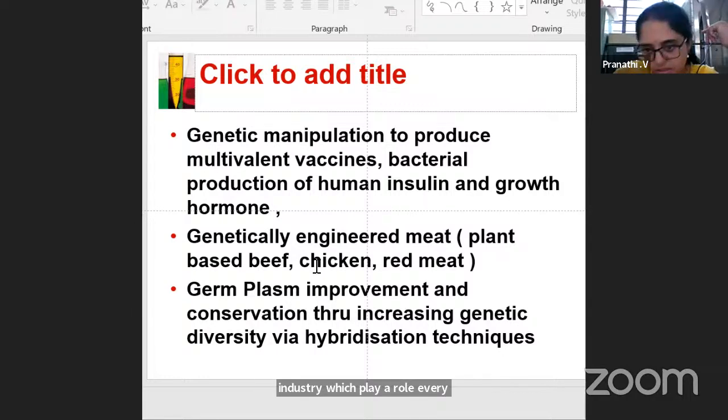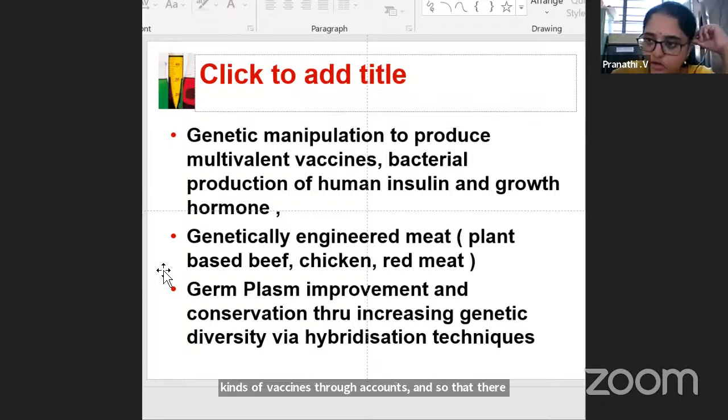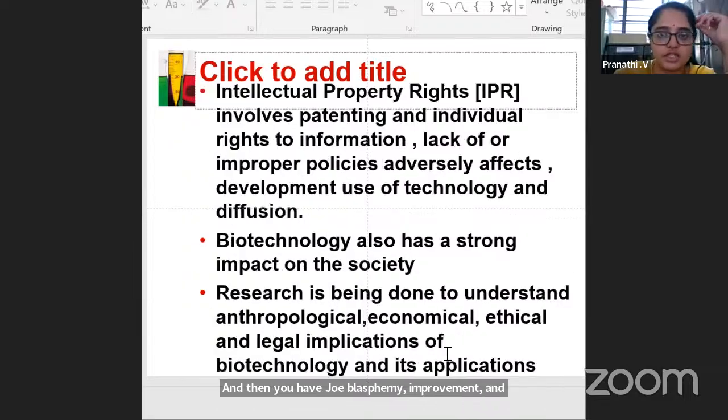Now, when it comes to genetic manipulation, there is also production of different kinds of vaccines, growth hormones, and genetically engineered meat, which is basically not meat as such, but plant-based, so that there is a little less killing of animals. And then you have germplasm improvement and conservation through genetic diversity, which is through hybridization techniques.